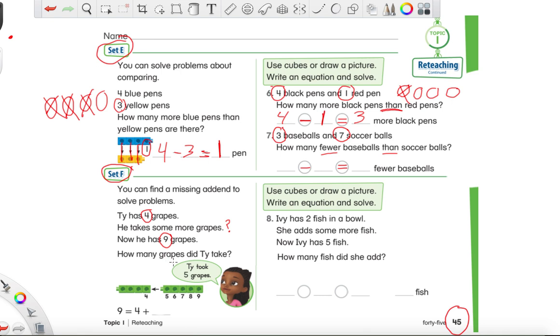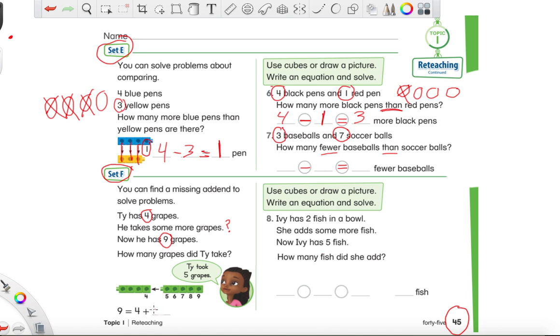How many grapes did Ty take? This is where we were finding the missing part. We were trying to figure out the missing part. They did it by giving us a picture here. So I'm going to show you guys two ways we can do it. Use what works for you. We can either use addition or subtraction for this.